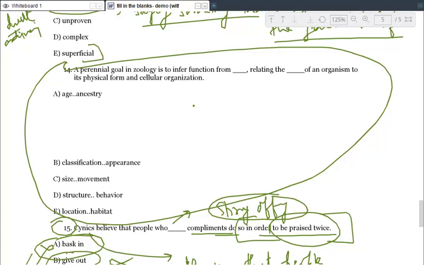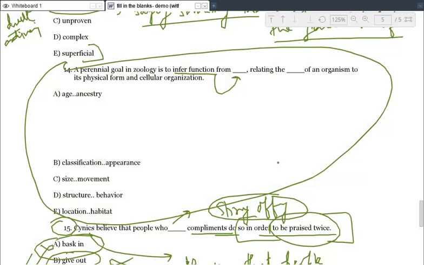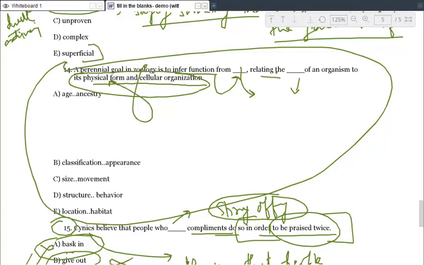What does a zoologist do, by the way? A perennial goal in zoology is to infer function from dash, relating the dash of an organism to its physical form and cellular organization. So, one gap is missing here, but it says relating the dash to its physical form. That means the zoologist is keeping physical form in mind. People, are you following me? He is relating the dash of an organism to its physical form. That means he is inferring the function from what? The physical form.